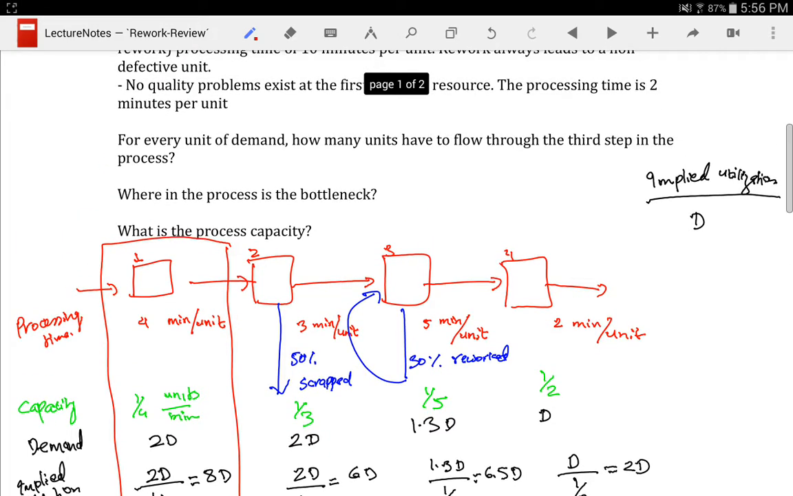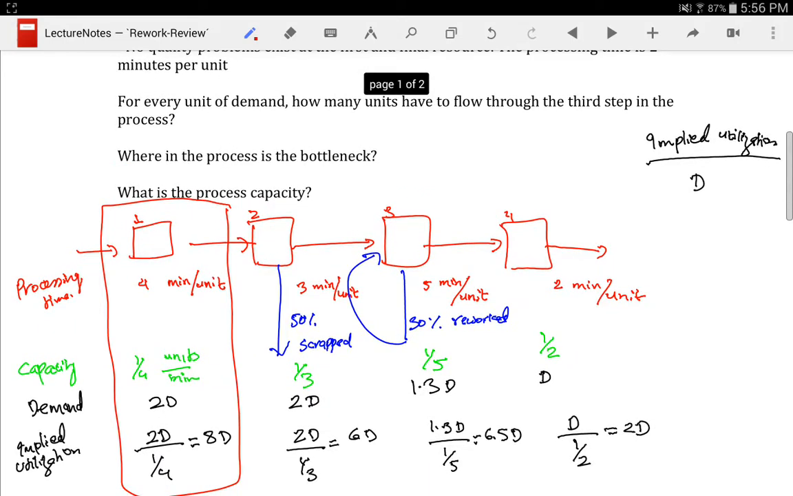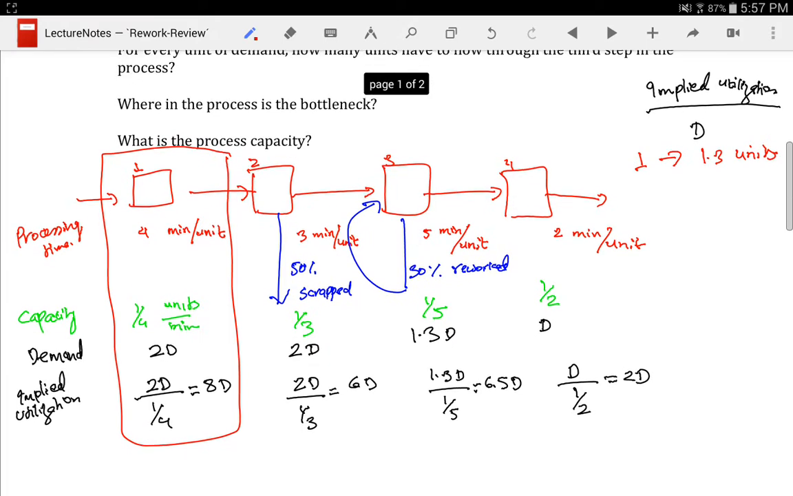So we have answered the second question. We have already answered the first question too, actually. For every unit of demand, how many units have to flow through the third step? Well, for every D units, you have to work on 1.3D units. That means for every 1 unit, step 3 has to work on 1.3 units. What is the process capacity?